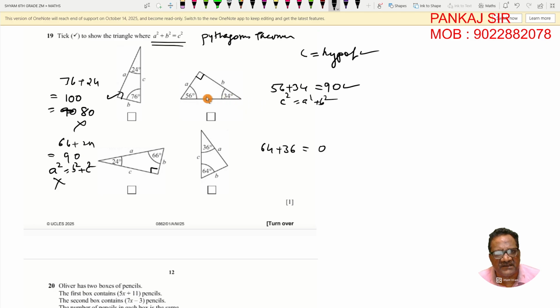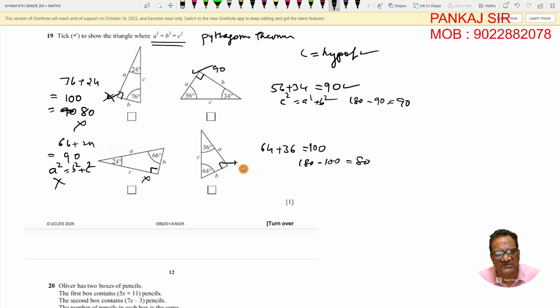This is working. This total is 90. So 180 minus 90 is equal to 90. This is 90, right? This is not 90. Okay, let us check this. 6 plus 4 is 10, 0, 1 carried, 6 plus 4. So this is 100. So this angle has to be 180 minus 100, which is equal to 80.